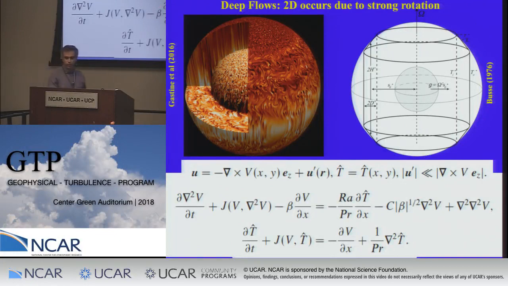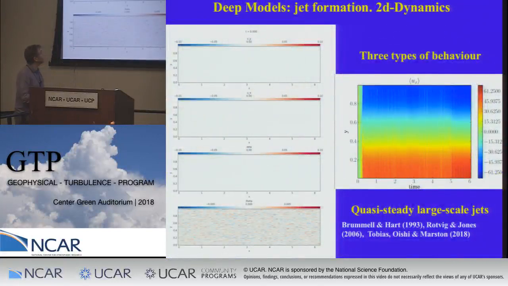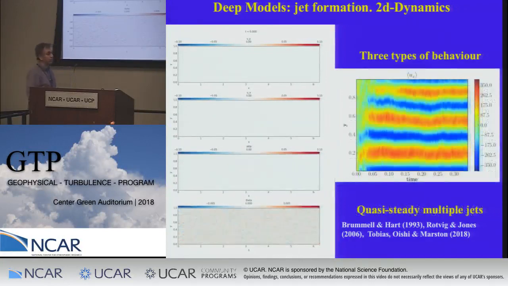In a similar way, we were trying to understand whether the quasi-linear approximation and GQL can reproduce this. I'm not going to show you the movies. We're going to look at three types of behavior here, one of which is where we get what we call quasi-steady large-scale jets. If you want to know the parameter values at which you can find these, there are two papers in which these solutions have been identified. So these are quasi-steady large-scale jets. You can also, if you change the rotation rate, get multiple jets. In this one, we have seven jets. So you can get quasi-steady multiple jets.